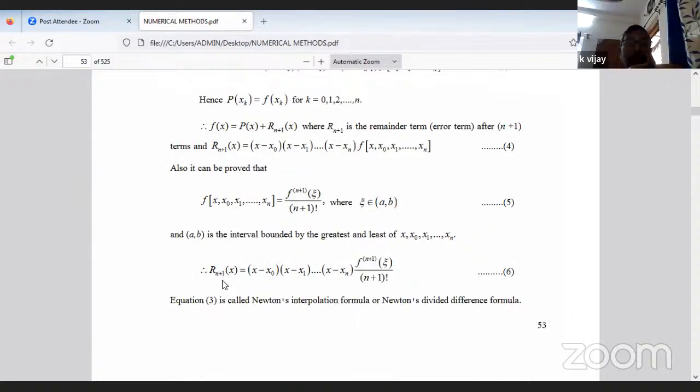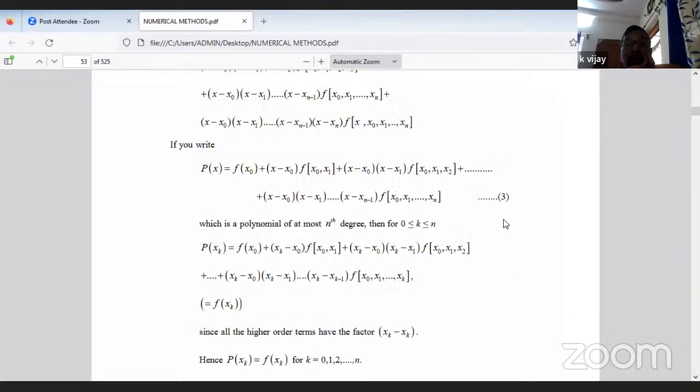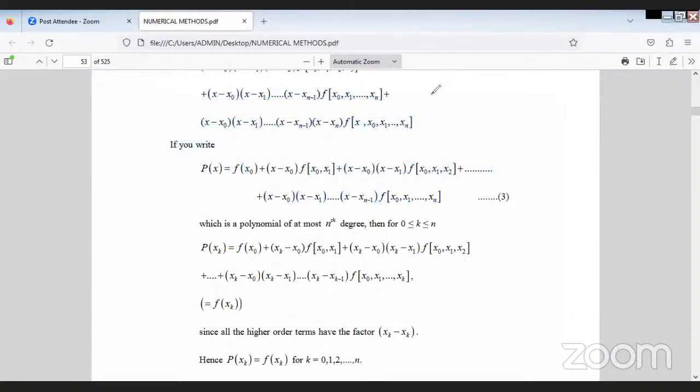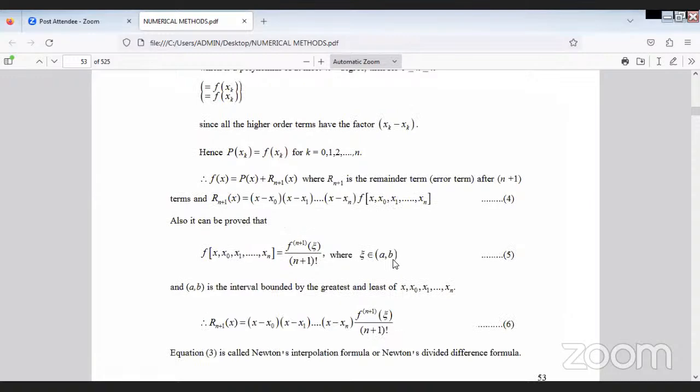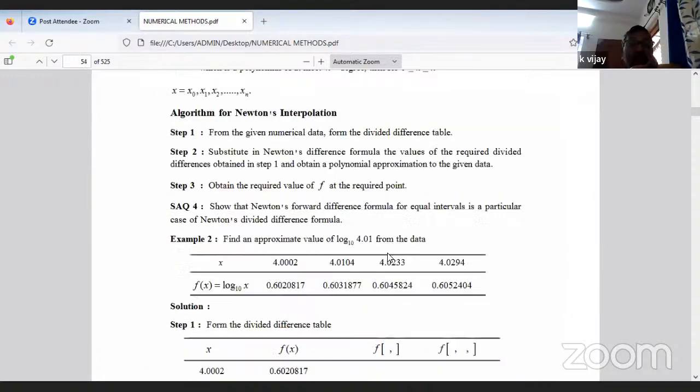This is a reminder: R n plus 1 of x is equal to (x minus x0)(x minus x1) ... (x minus xn) times f of n plus 1 of eta divided by n plus 1 whole factorial. This is called equation 3. This is called the Newton interpolation formula. They will ask it in the examination: the steps, algorithms, and the Newton formula. One example we will clarify.